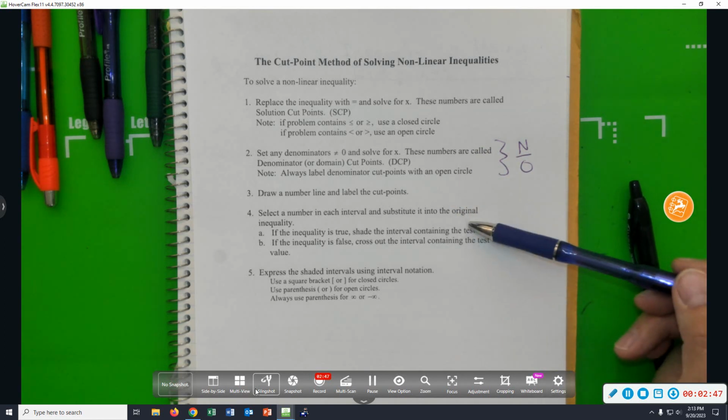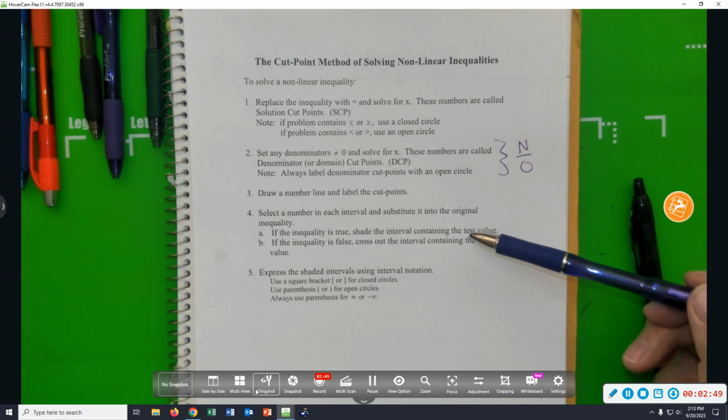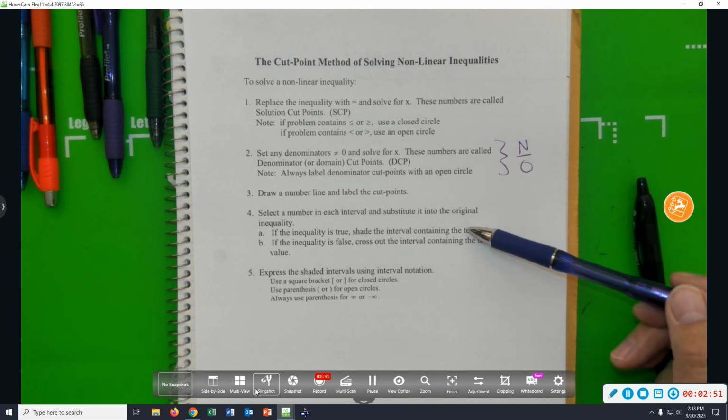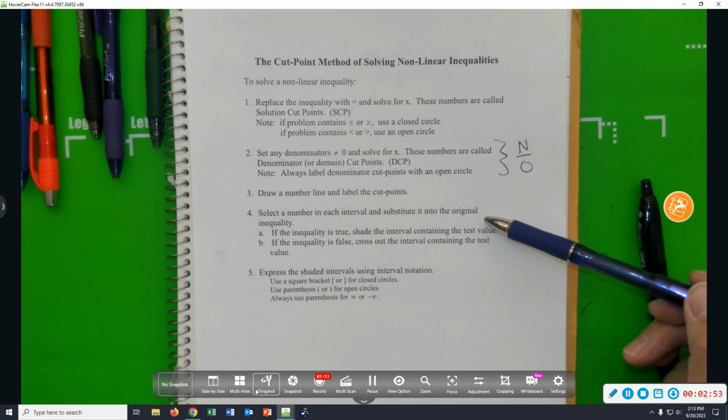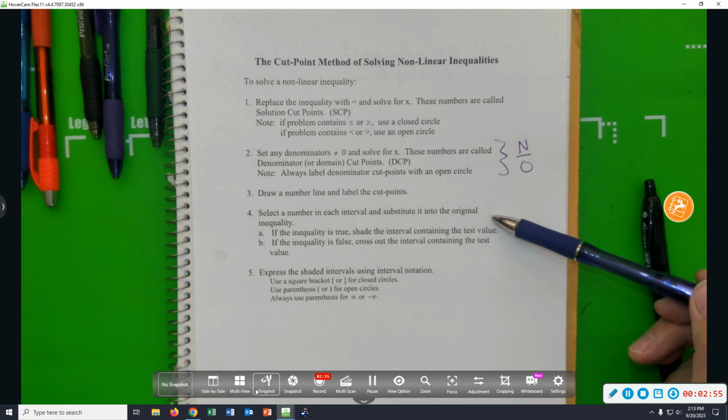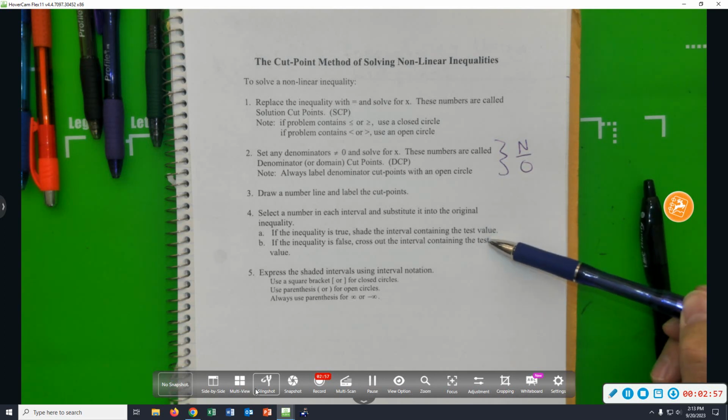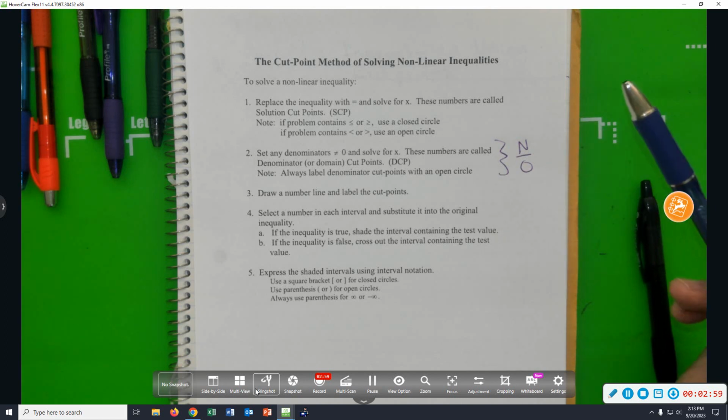So we have this number line with a series of intervals. We go through choosing a number, testing the inequality. If the inequality is true, we'll shade the interval. If the inequality is false, we're going to cross out the interval.